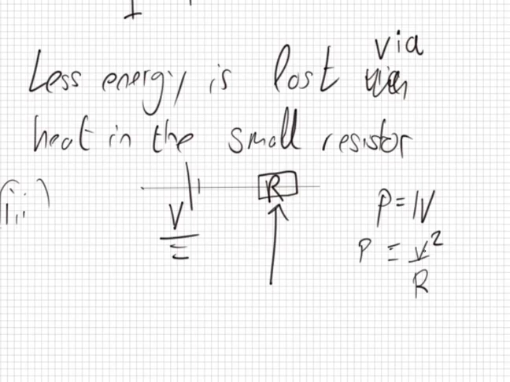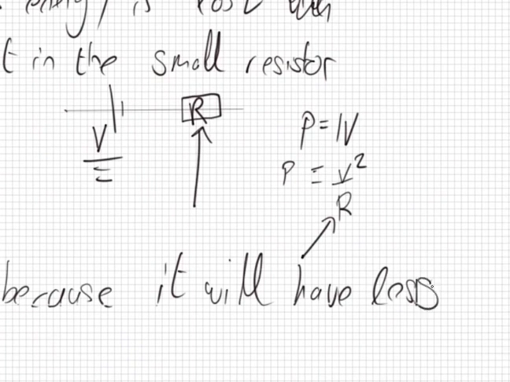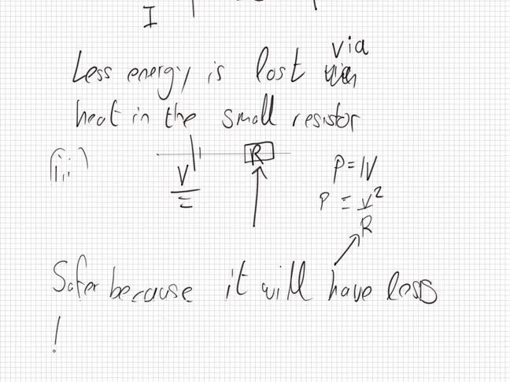So in other words, if the voltage is big, the power will be big as well. But if you have a big resistor, then you'll make the power smaller. So in other words, it makes it safer because it will have less power. So it's safer because it will have less power. So in total, there's 4 marks for everything so far.